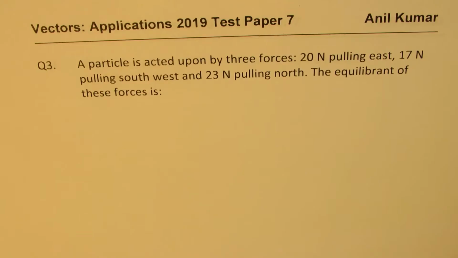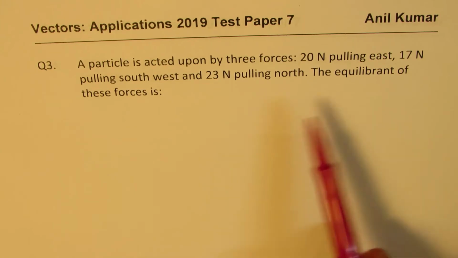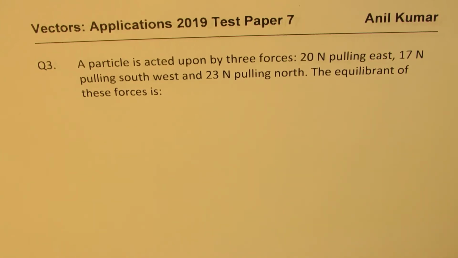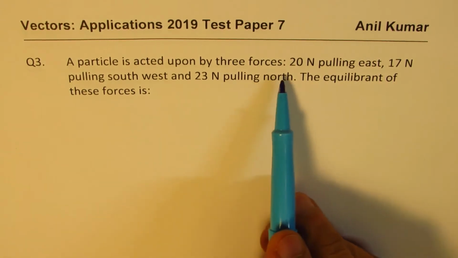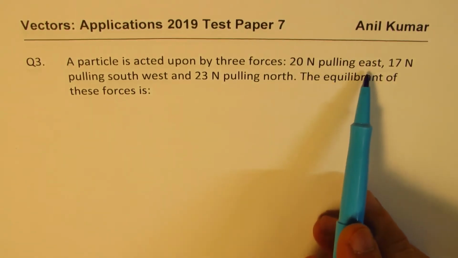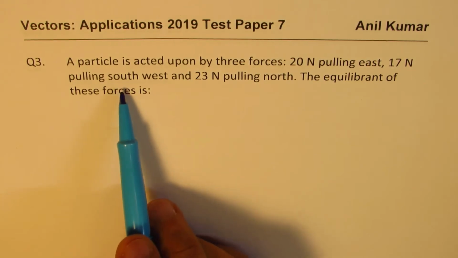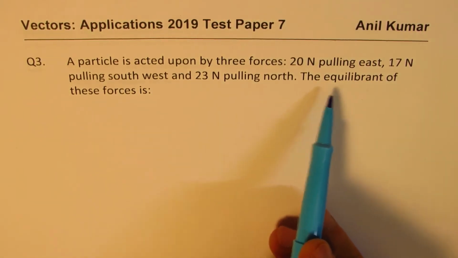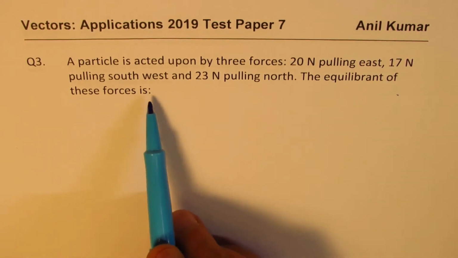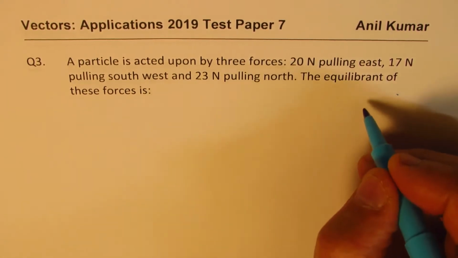Is that clear? Here is question number 3, which is based on 3 forces acting at a point, and we need to find what is their equilibrant force. So let us see how to solve such questions. A particle is acted upon by 3 forces, 20 newtons pulling east, 17 newtons pulling southwest, and 23 newtons pulling north. The equilibrant of these forces is what? That is what you need to figure out.